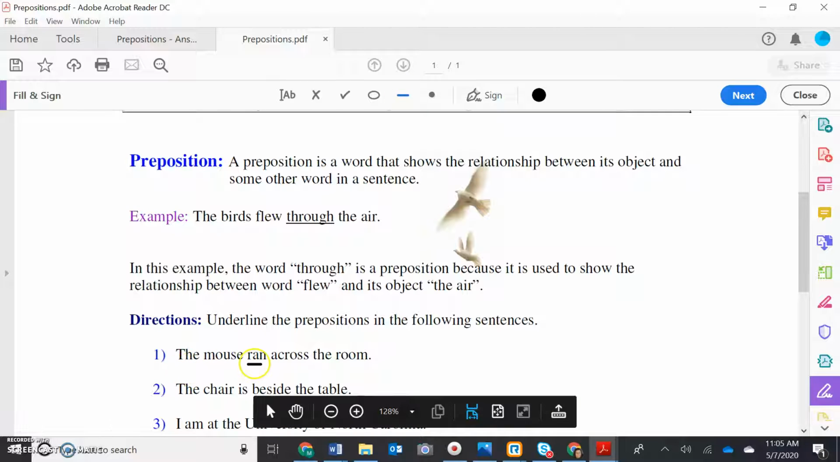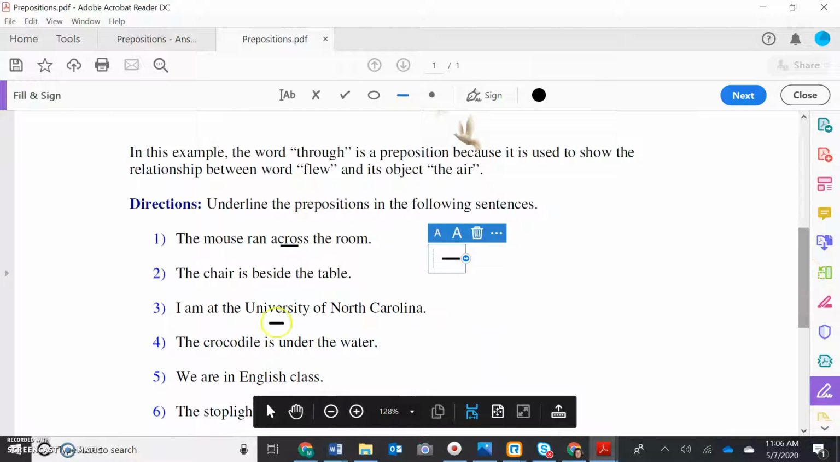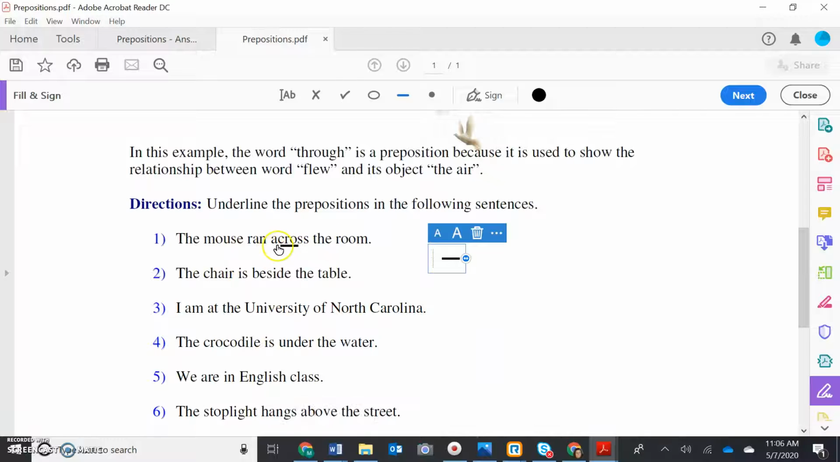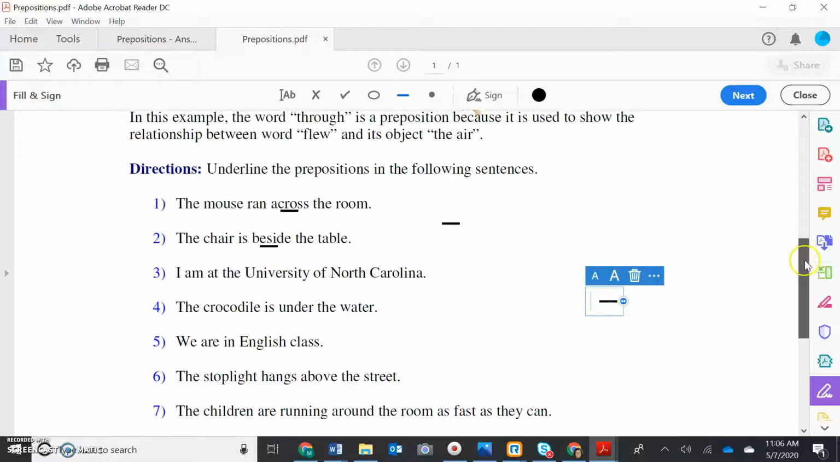Perfect. The mouse ran across the room. How did the mouse move? The mouse ran across the room. So it connects the mouse to the room there. Okay, so the chair is beside the table. Let's try and figure out where this chair is in relation to the table. It's beside the table. So that should be your answer for number 2.